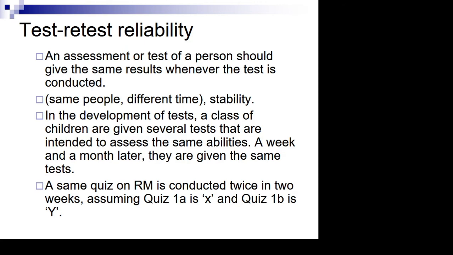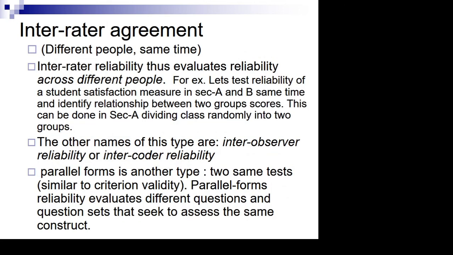I am establishing the test retest reliability of my quiz. Let's move on to the next one called inter-rater agreement. We are using actually different samples at the same time. So what does it mean? Inter-rater reliability thus evaluates reliability across different people.